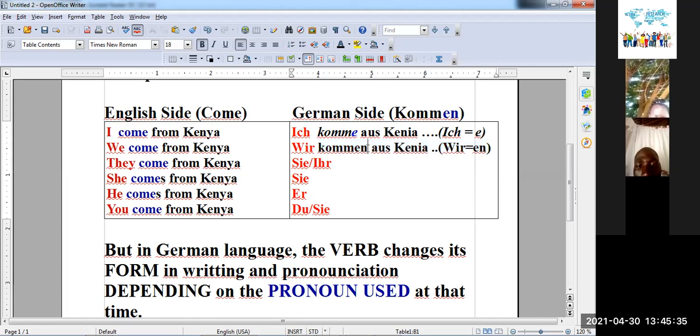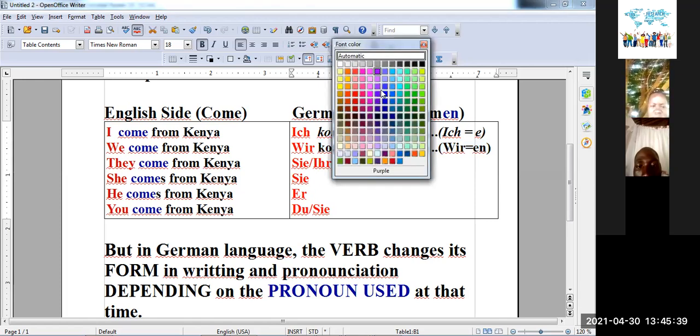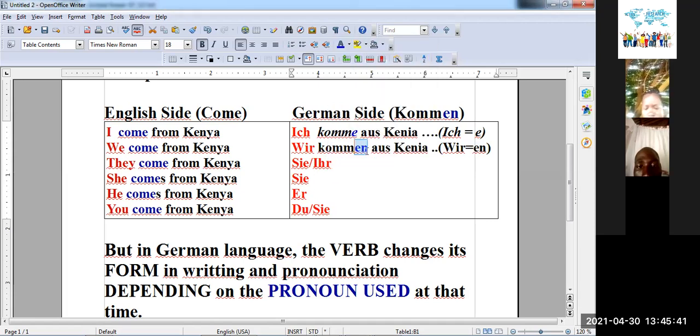So wir maintains the same engine, the same structure, the same spelling. That's why I tell people in an exam, when you see wir, you start dancing, because you're just going to pick the original verb. So this is your second formula: wir equals en at the end.